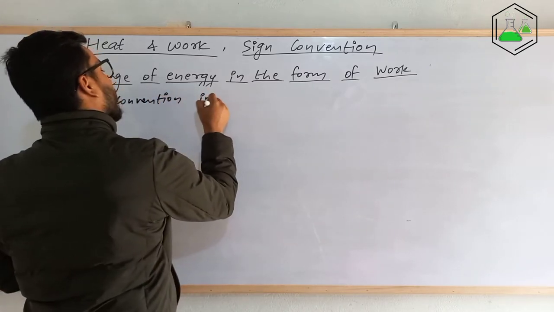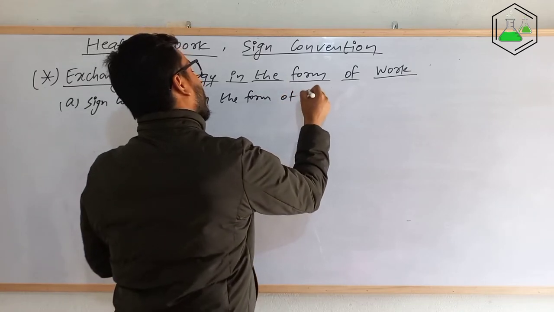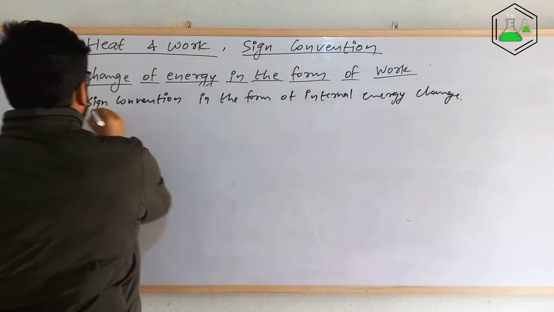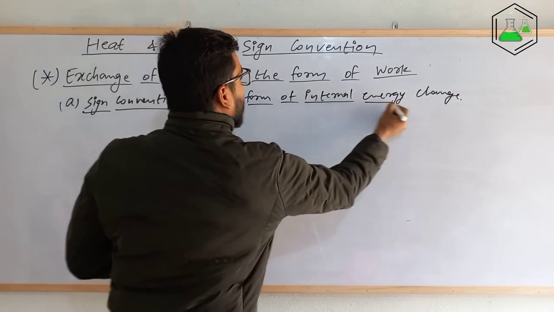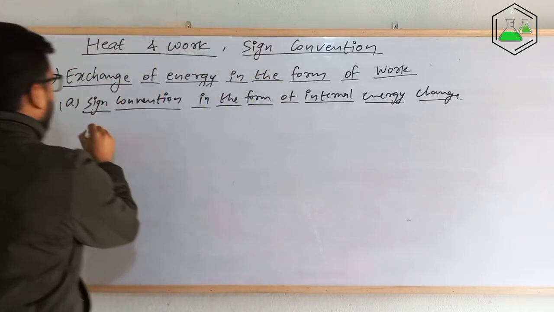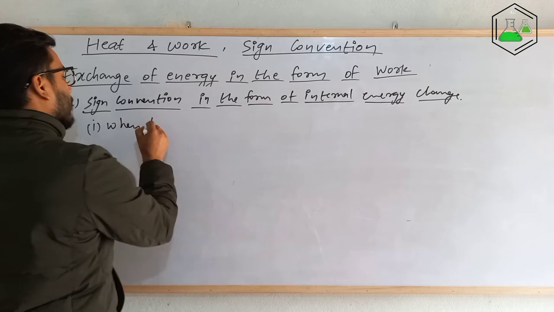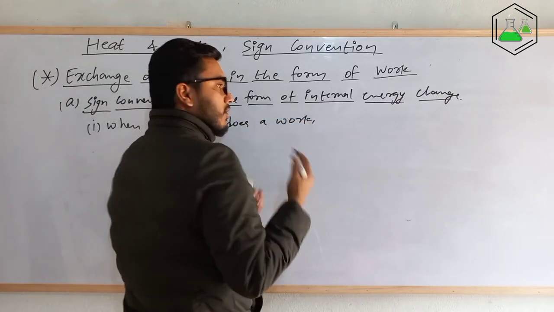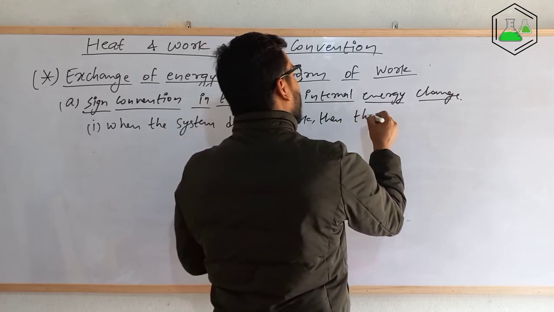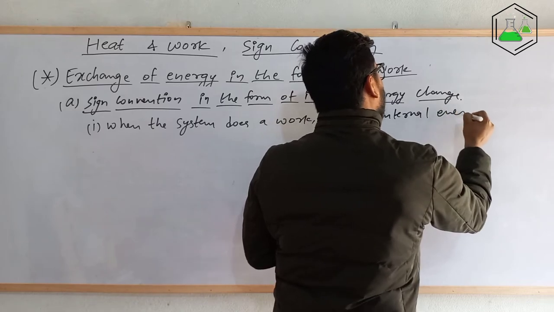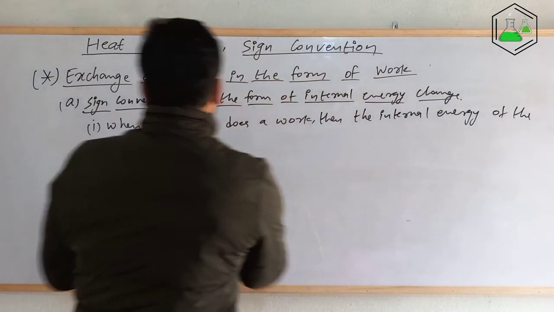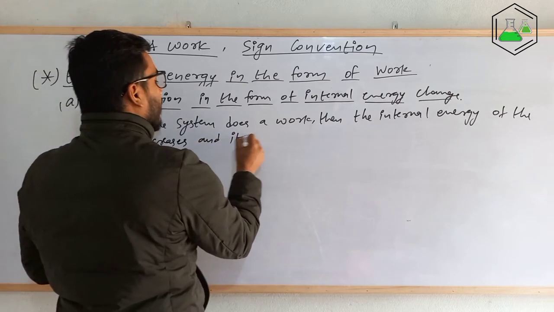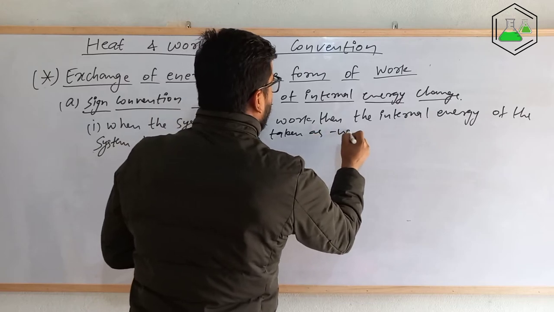So let's see the sign convention in the form of internal energy change. When the internal energy changes, there is a change in sign as well. So in one case, when a system does work, then the internal energy of the system decreases, and it is taken as negative.